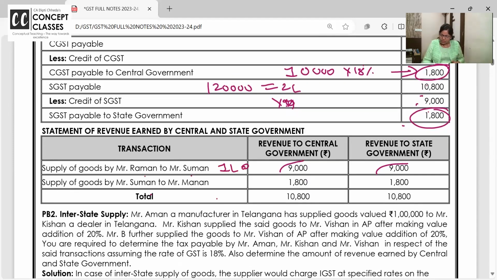Here the value was how much? 1 lakh pay 18%. Here how much value? See, that's why it's called as a value addition tax. Destination based tax. ड्यूअल मॉडल टैक्स. 20,000 at the rate of 18%. Correct? That is 3,600. So 1,800 here. So the central government is getting 10,800. The state government is getting, and the story is over.